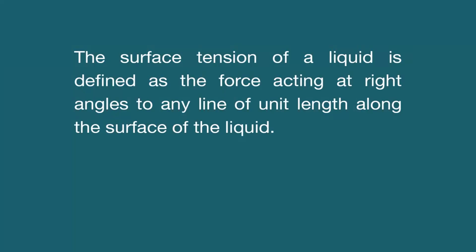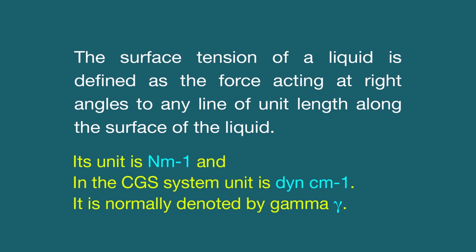Due to this inward pull on surface molecules, the liquid surface behaves like a stretched elastic film or membrane. This property is referred to as surface tension. Thus, the surface tension of a liquid is defined as the force acting at right angles to any line of unit length along the surface of the liquid. Its unit is newtons per meter in the SI system, and in the CGS system the unit is dynes per centimeter. It is normally denoted by gamma.